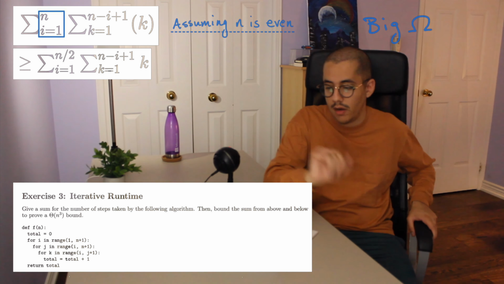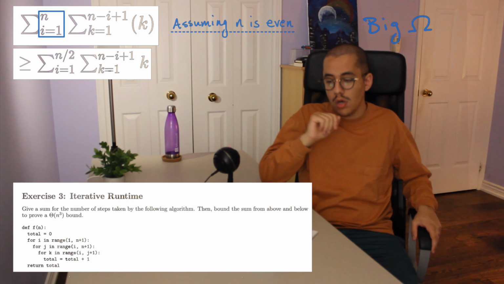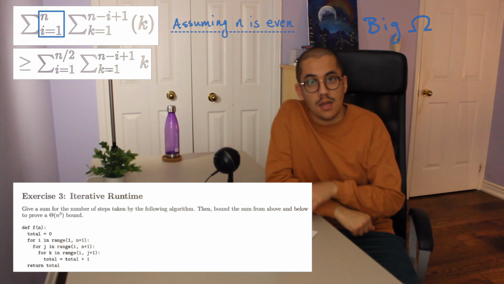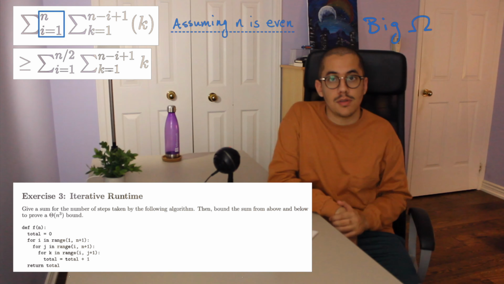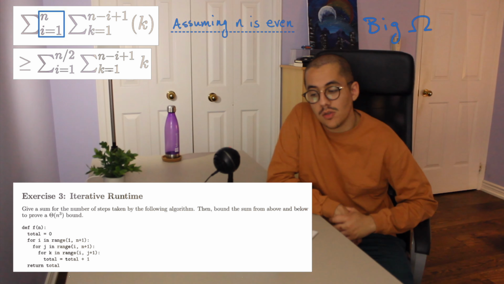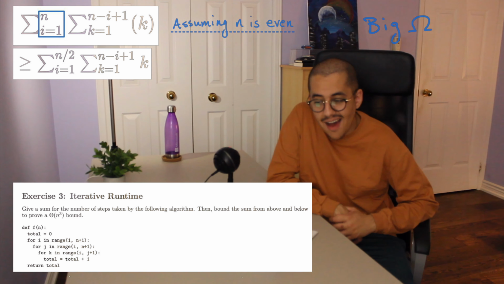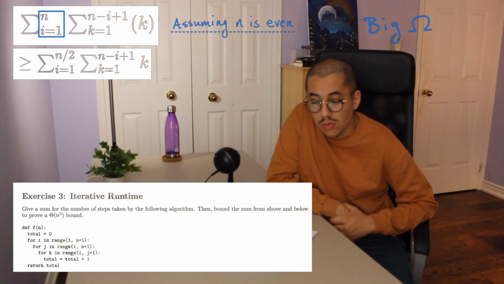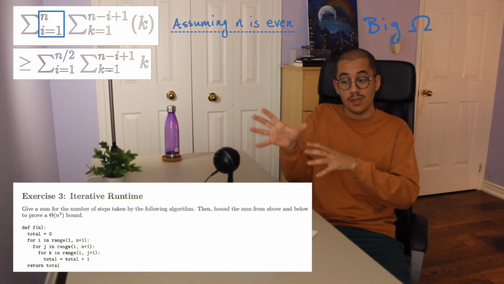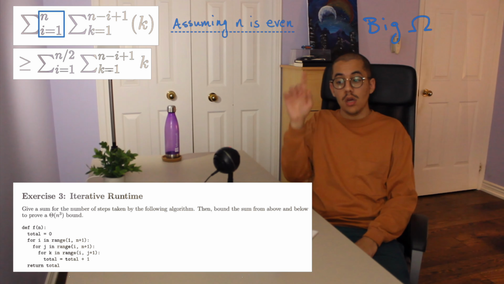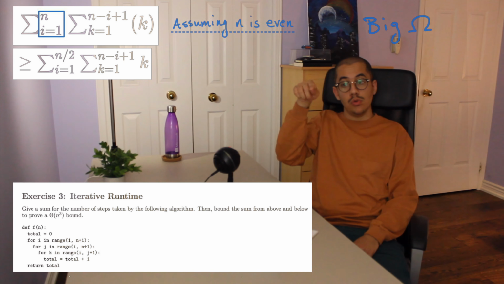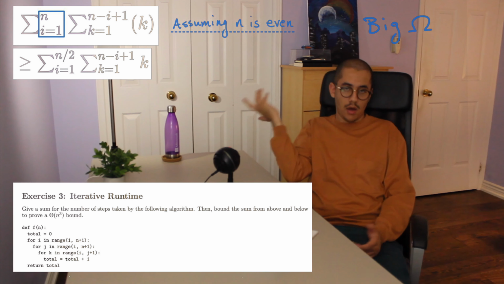In the worst case scenario, let's say i is equal to n over 2. We're going to put that in as i, so it's going to be n minus n over 2 plus 1, which is basically n over 2 plus 1. The second summation is k equals 1 going to n over 2 plus 1, and then there's a k obviously in front.